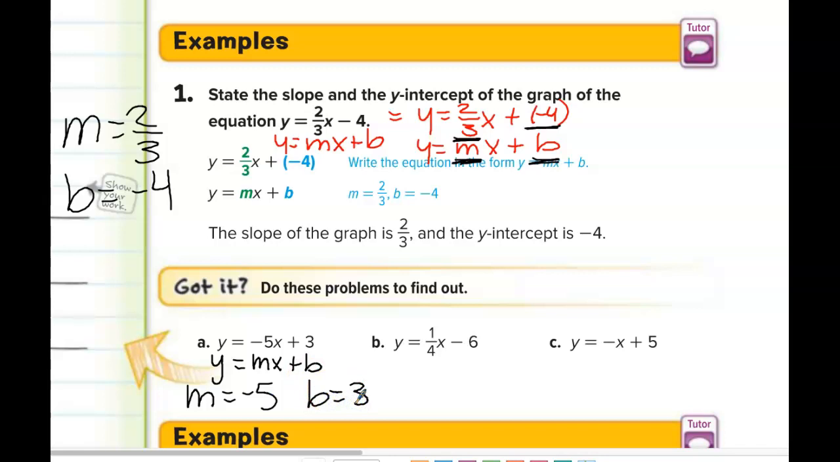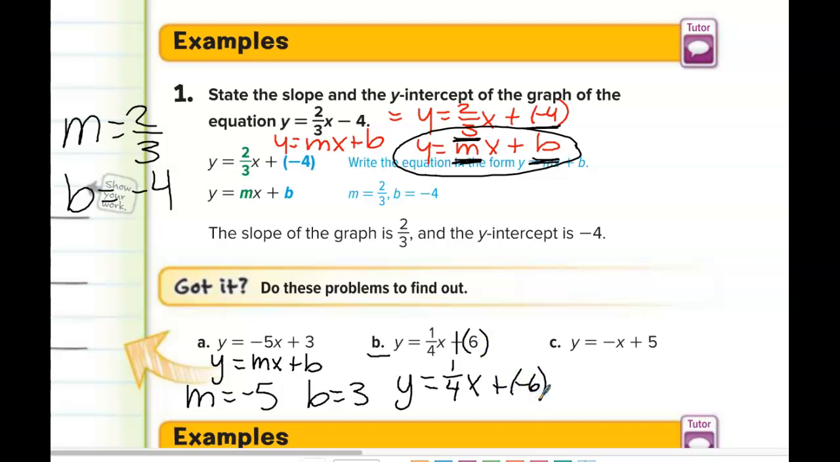Make sure when you have subtraction sentences like B, you have to rewrite it so that it's an addition sentence to fit our formula. So you would rewrite this as y equals 1/4 x. You change subtraction to addition, and then you do the opposite of 6, which is -6. Now you can figure out your slope and your y-intercept. It needs to be labeled correctly. M is slope, B is y-intercept.